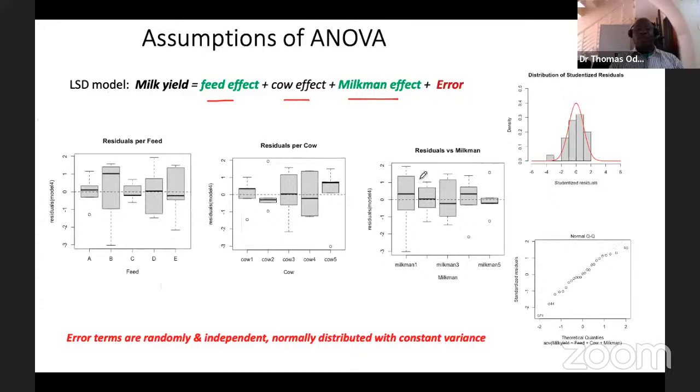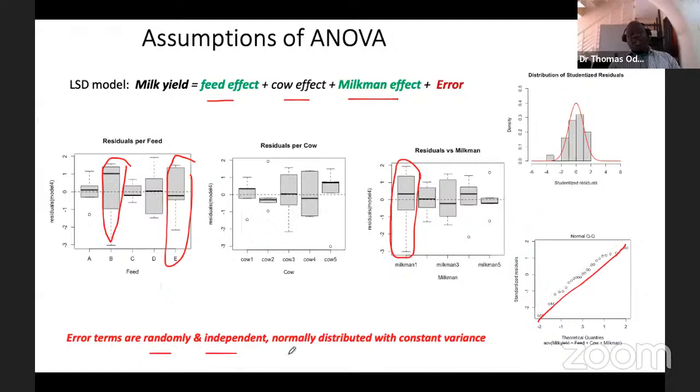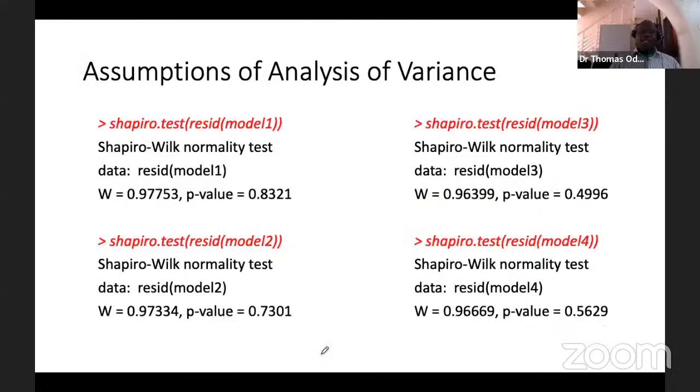This one is also above and below the 0. What seems to be a problem is a lot more variability in this group here, and a lot of variability in E and a lot of variability in B. These are the things that probably need our concern. The normality is fairly okay. We draw a straight line. It's not that bad. We can do with that. So the error terms need to be randomly, independently, and normally distributed with constant variance.